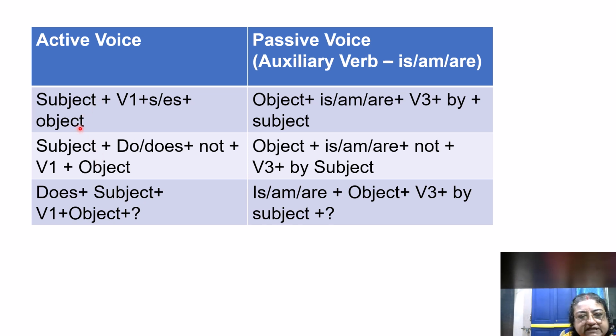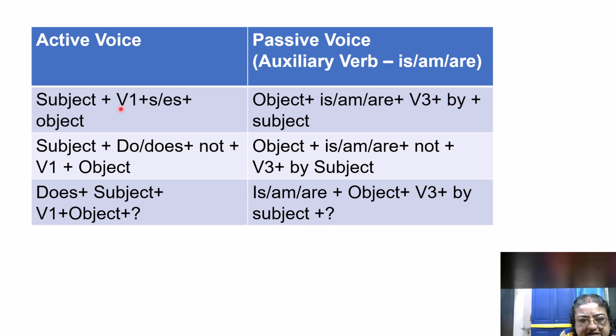Then I will show you the example also. So active voice: subject plus the first form of the verb, that is V1, plus s or es, plus object. You have to add s or es to the V1 form of the verb according to the subject, singular or plural. This is the active format.